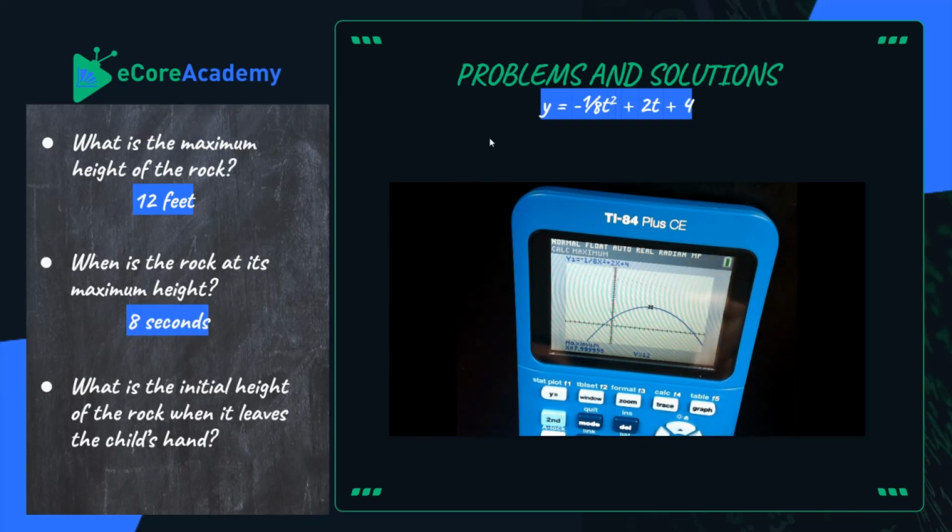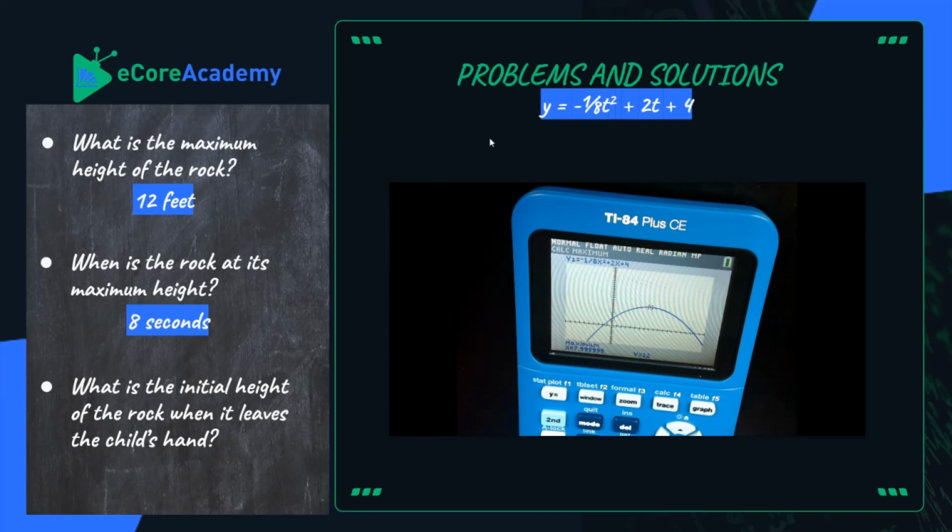So what are we being asked here? What is the initial height of the rock when it leaves the child's hand? We're pretty much being asked, what is the height of the child? Well, if you imagine the child standing there, holding the rock, whatever the child's height is, that is going to be when the rock leaves the child's hand, because the rock is starting with the child. It's going to be your starting point.